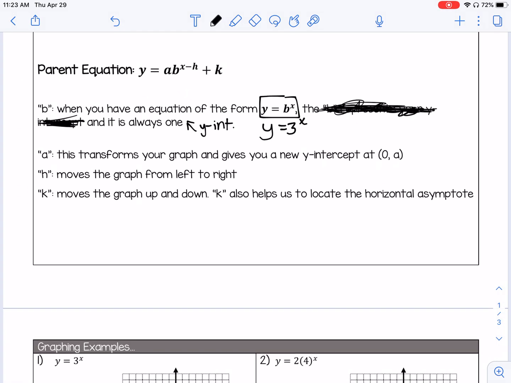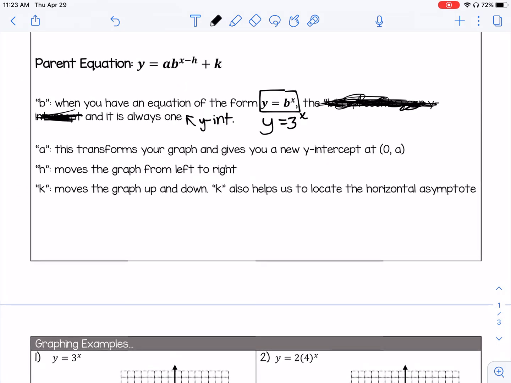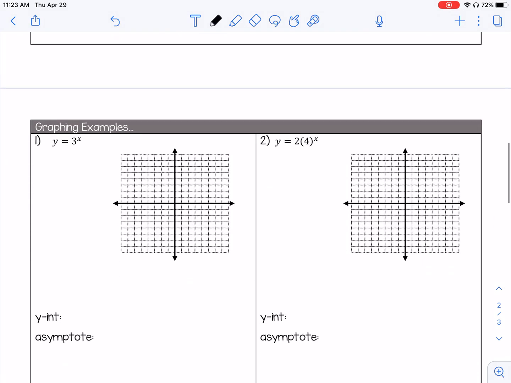And then h moves the graph from left to right. k has 2 jobs. It moves your graph up and down, and it helps us to locate your horizontal asymptote. You'll see what I'm saying when we look at these examples. Okay, so let's dive right on in.